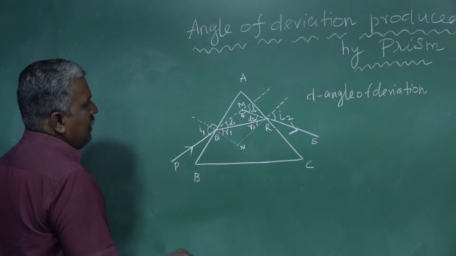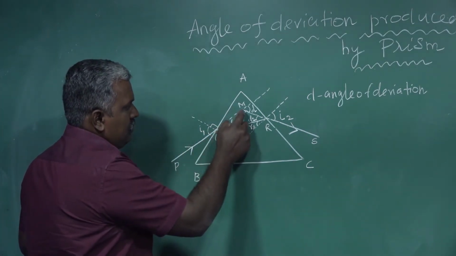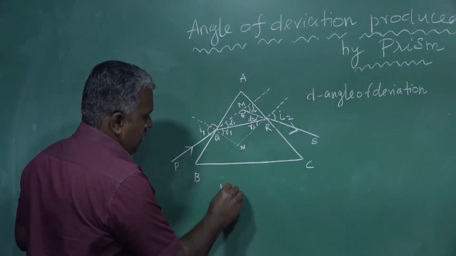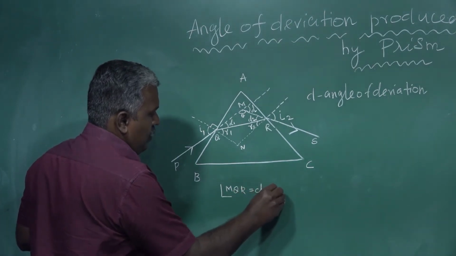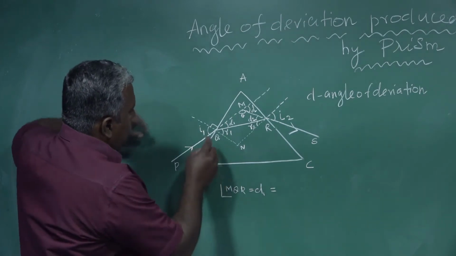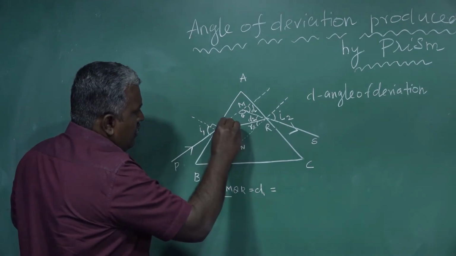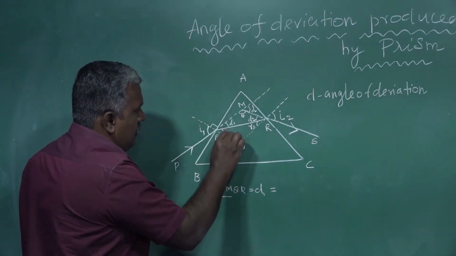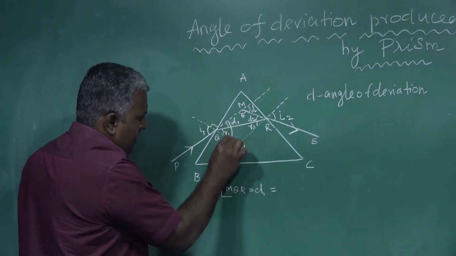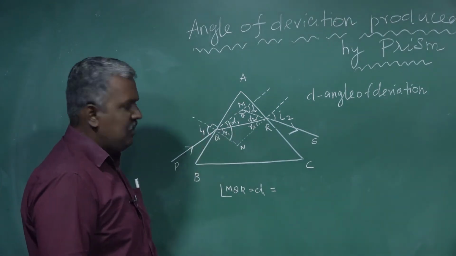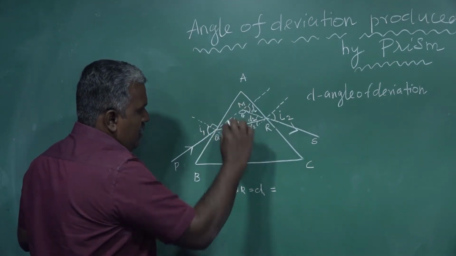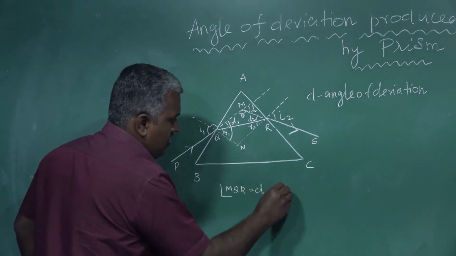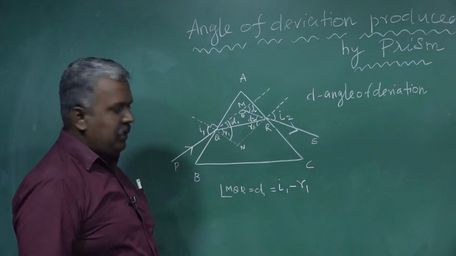Listen. First, angle MQR is D1. Clear? Angle MQR is equal to D1. What is the D1 value? It is equal to I1, the opposite angle, as you already studied in mathematics. We want only this gap, D1, so I1 cutting here, minus R1. So I1 minus R1 is equal to D1.